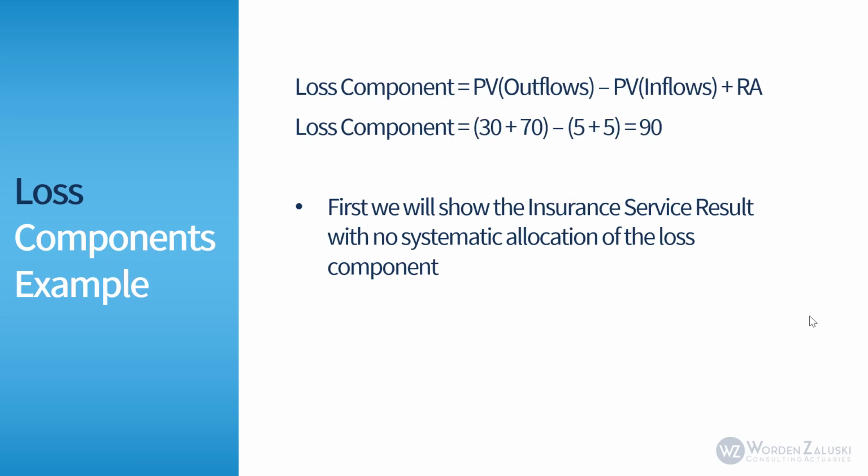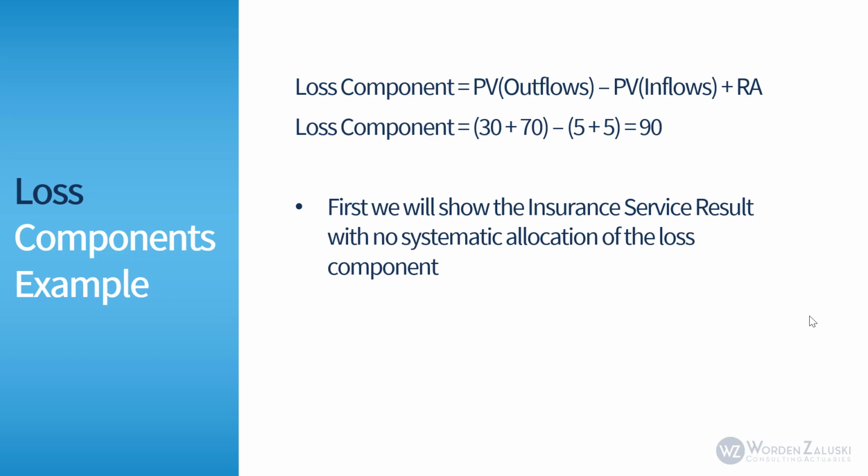So now we'll use our formula, and our loss component is the PV of outflows minus the PV of inflows plus our risk adjustment. And our outflows are the $30 of claims in year 1 and $70 of claims in year 2. Again, we're ignoring discounting. Minus our PV of our inflows, which was $5 of premium in the first year and $5 of premium in the second year. So we get 100 minus 10 is $90, which is greater than 0. So we have a loss component.